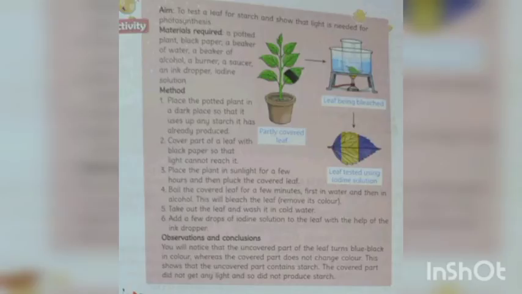By using iodine solution, we can identify the presence of starch in any food substance. By doing this experiment, we can clearly prove that sunlight is very important for the plants in the preparation of food by using the process called as photosynthesis. What is the process called as, children? Photosynthesis. As I said, photo means light, synthesis means to make them together, right? So by using the light, the water from the soil and also carbon dioxide which is present in the atmosphere and the chlorophyll pigment which is present in the plant itself.